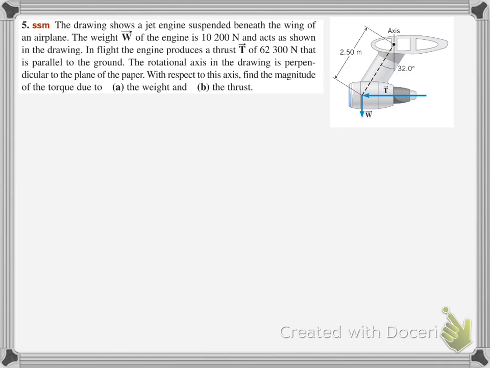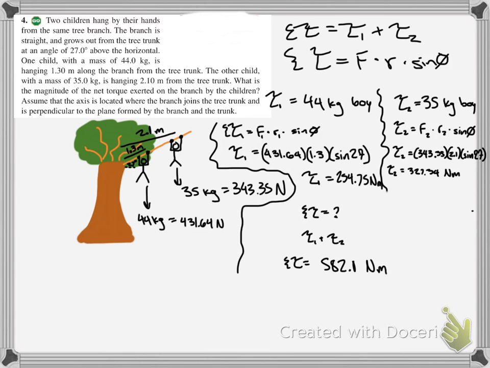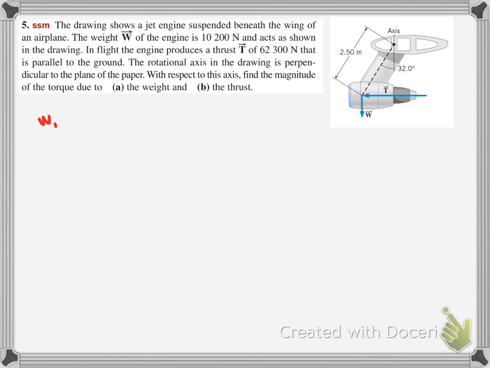Okay, so write down what you know. That is the first step. Okay, sorry about that. Give me a second. Okay, there you go. So the weight here is negative 10,200 newtons because look at W, it's pointing down, okay? And the T is negative 62,300 newtons because look at the arrow, it's pointing towards the left. Anything pointing down and towards the left means that it's negative.